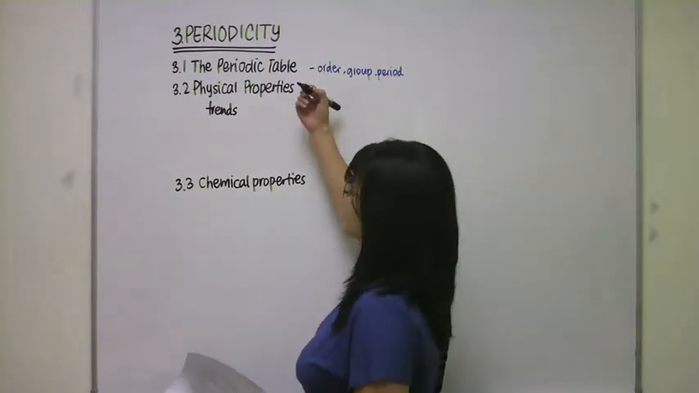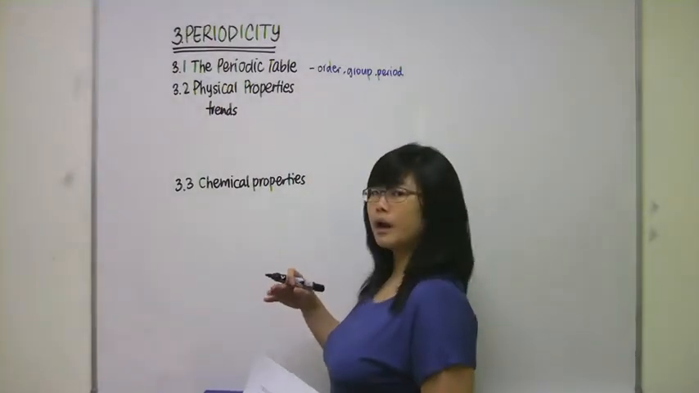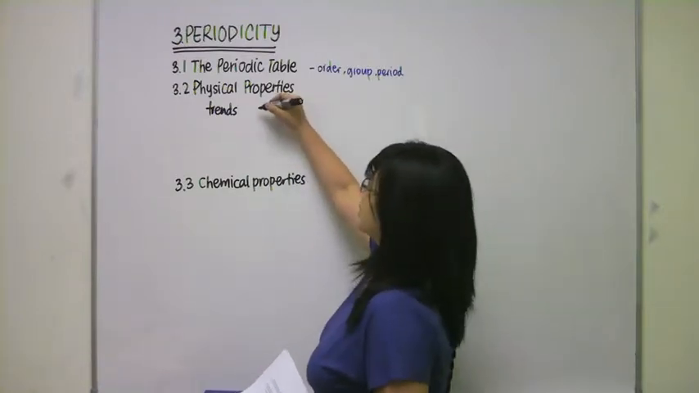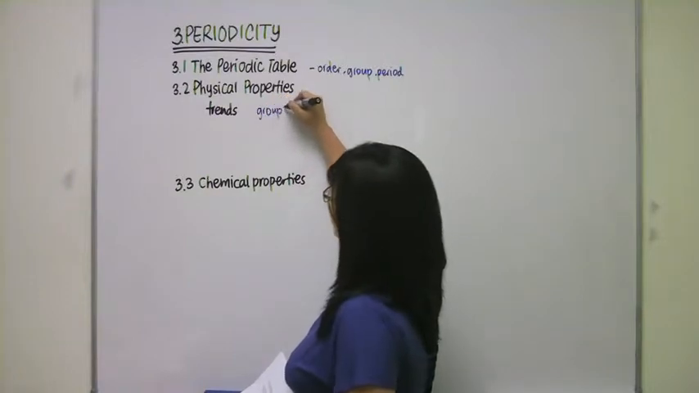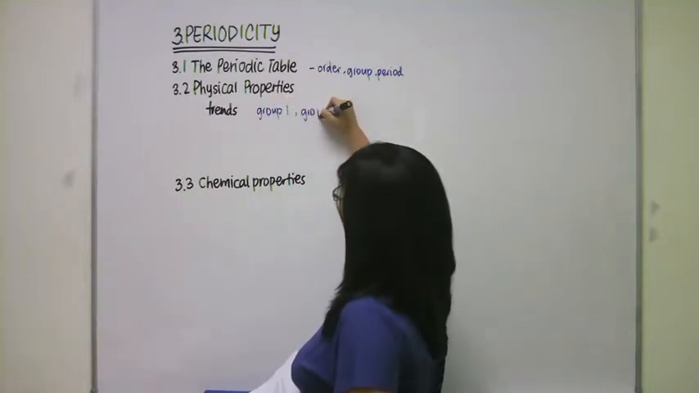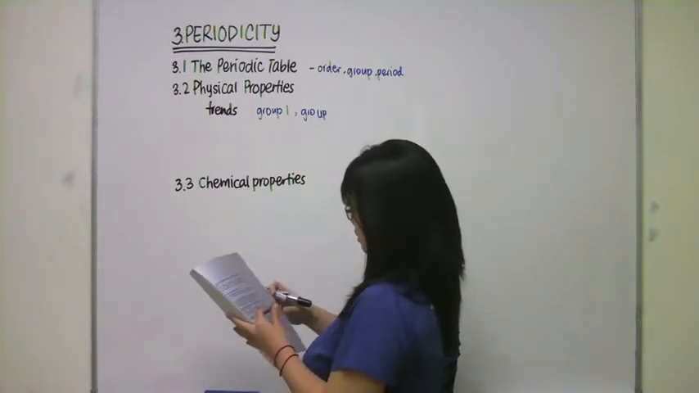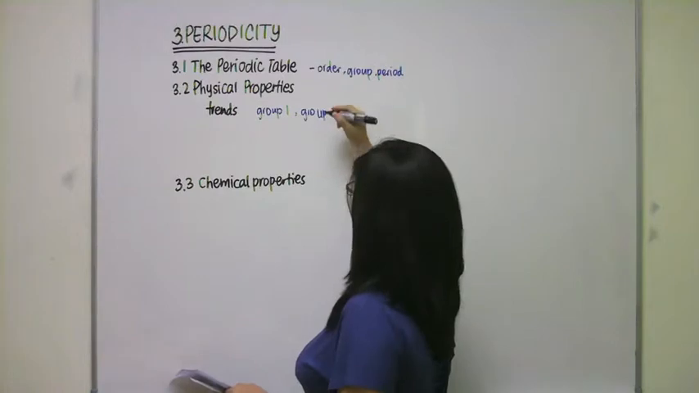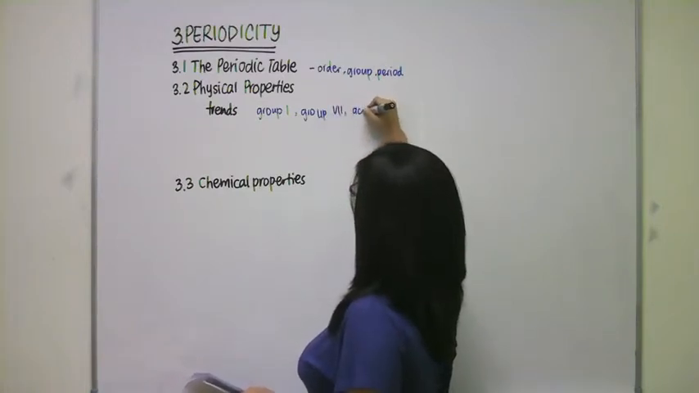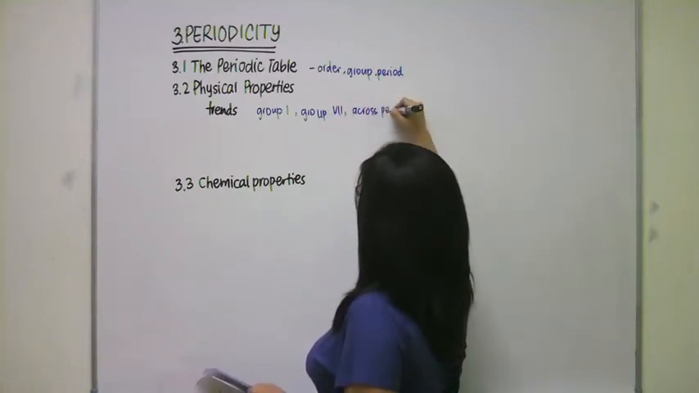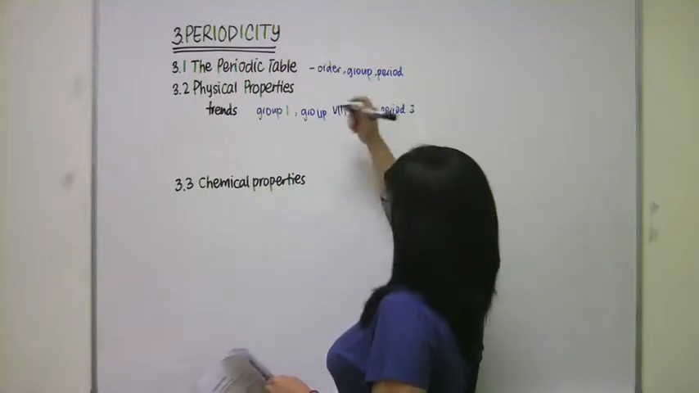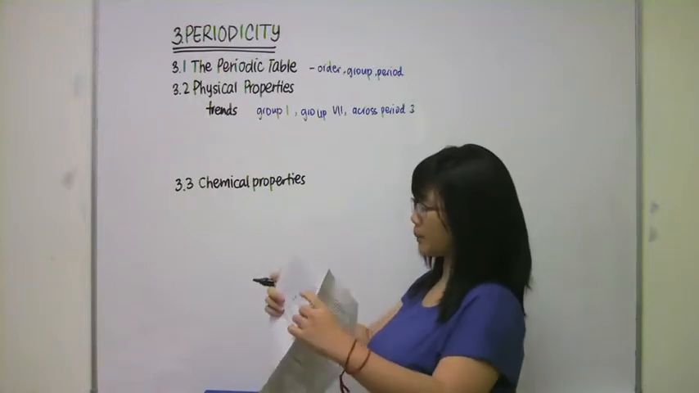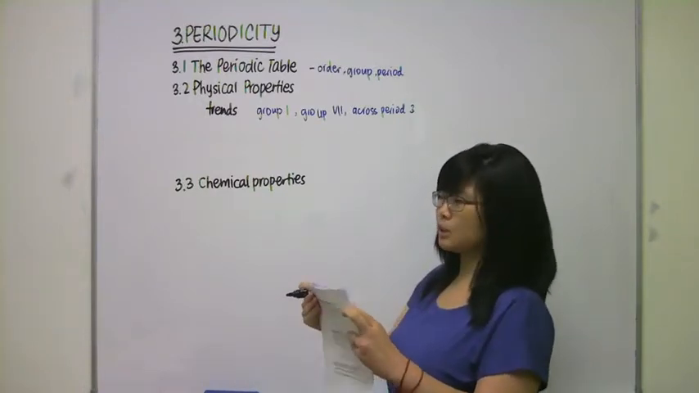Mainly there will be three groups of elements in the periodic table that the trends you're going to be talking about. That is group 1, group 7, and across period 3. Okay, so group 1, group 7, and across period 3. And there will be 5 physical properties that you're going to be discussing with your students.